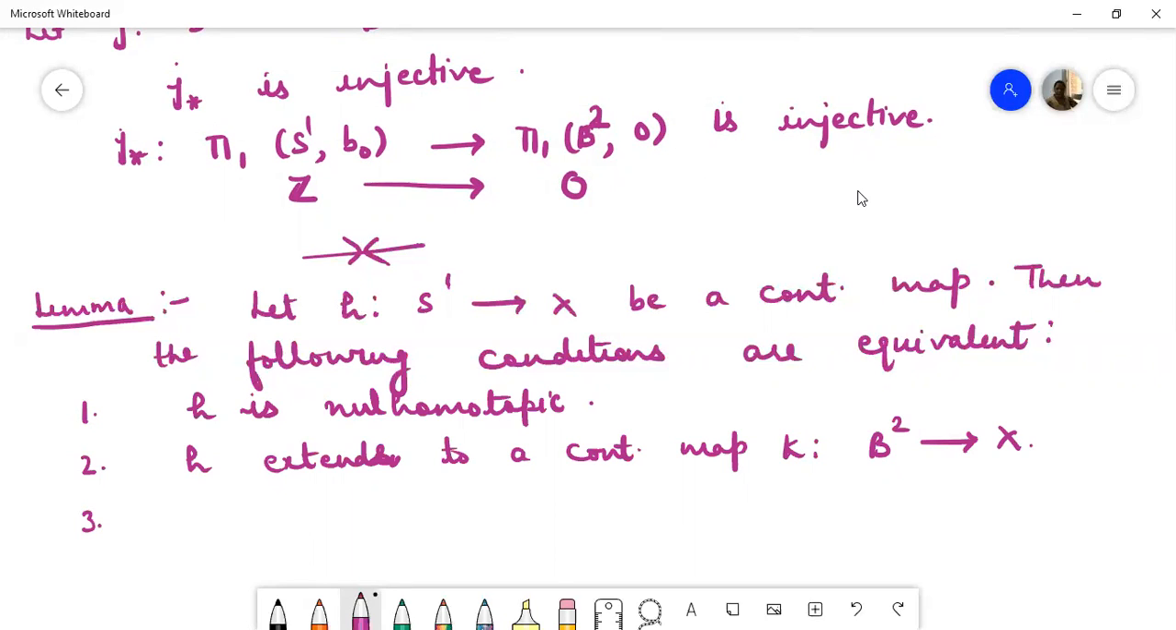This means the mapping H which is defined on the circle can be extended to the whole of the closed ball B2. So the third condition is H star. This is the trivial homomorphism, and H star is the homomorphism induced by H. This is the trivial homomorphism of fundamental groups.